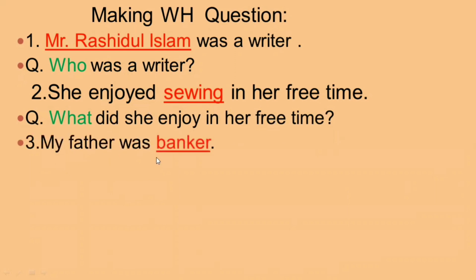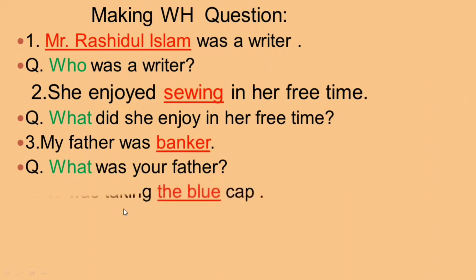My father was a banker. The underlined word indicates profession. If the underlined word indicates profession, the WH word will be what. Yes, what. Then is there an auxiliary verb? Yes, was. Then the subject of the sentence, my father. Instead of my, you have to write your. What was your father? Then the question mark.